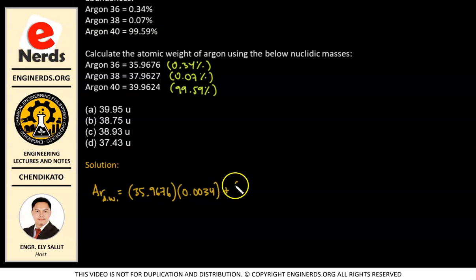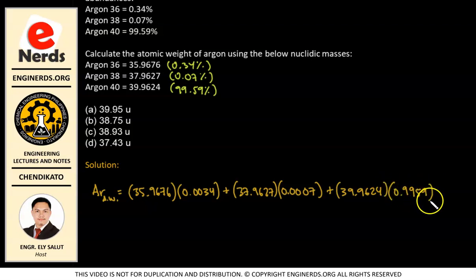Then we're going to add to argon 38, which is 37.9627, multiplied to its percent abundance. We will convert that to decimal, so we will move this 2 units to the left. So we have 0.0007. Then finally, for argon 40, we have 39.9624 multiplied to its percent abundance. We're going to convert into decimal, so we will have 0.9959. Okay, so basically that's only what we have to do.